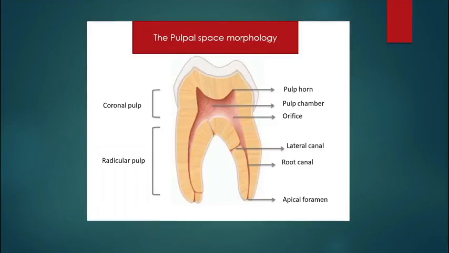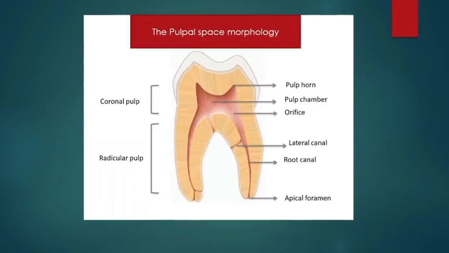Alright, in this figure we can see the pulpal space morphology. The pulpal space can be divided into two parts: coronal pulp and radicular pulp. The coronal pulp can also be divided into three parts, which are the pulp horn, which is the outermost layer of the coronal pulp; the pulp chamber, the main area of the coronal pulp; and the orifices, which act as the gate to the root canal inside the radicular pulp.